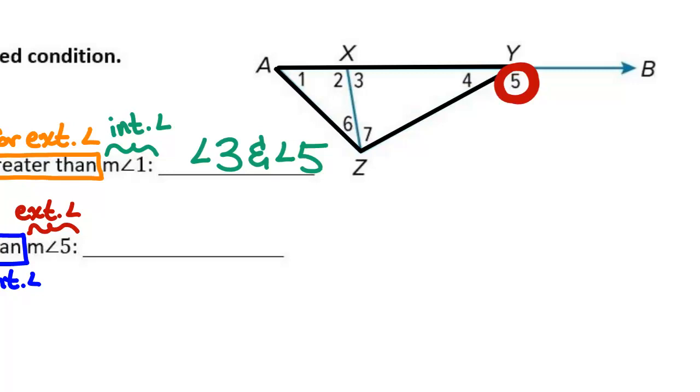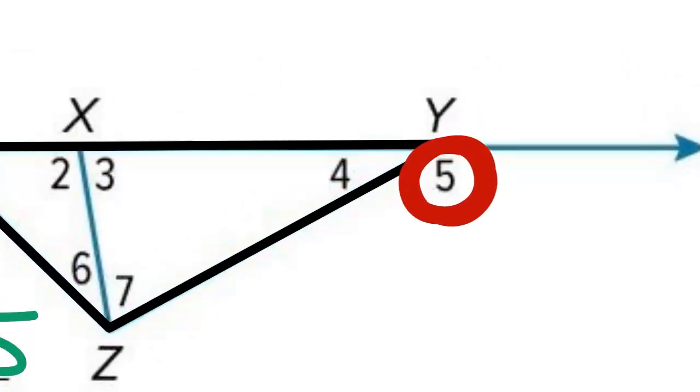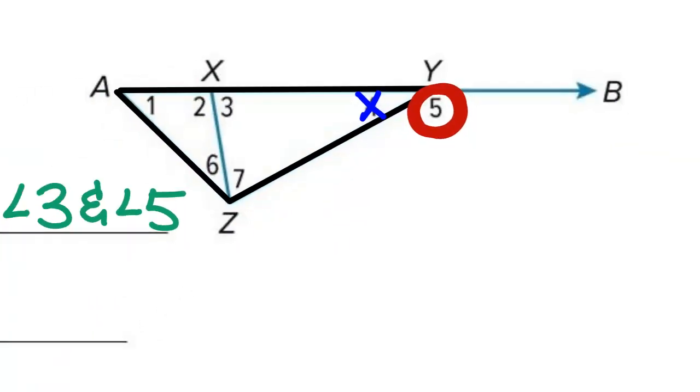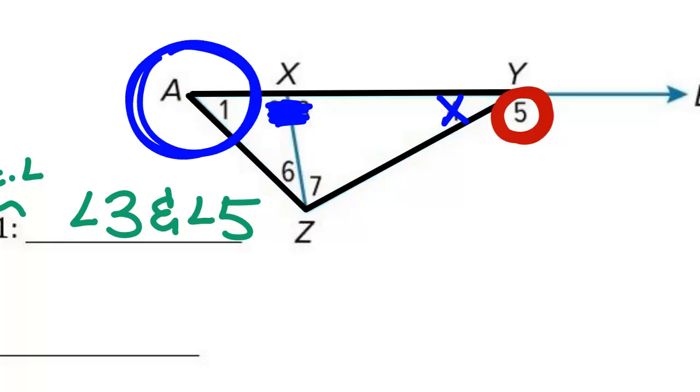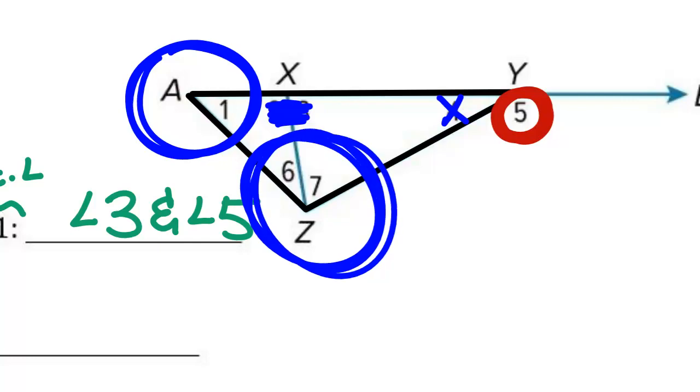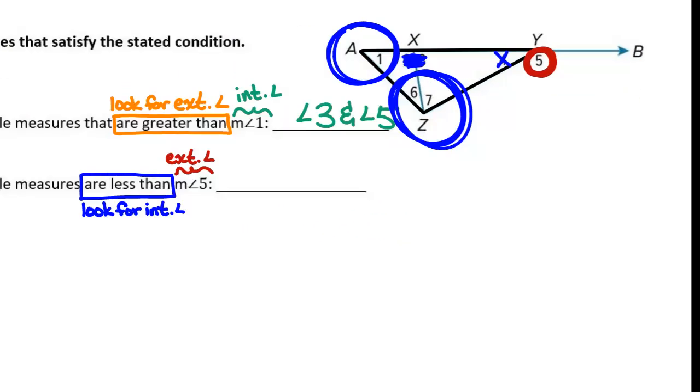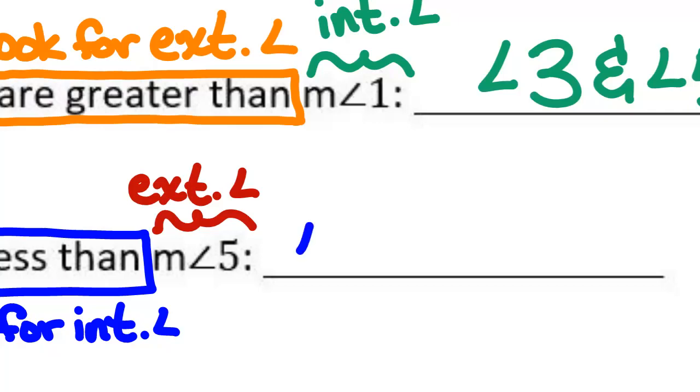To find angles that are smaller than that, I need remote interior angles. To be a remote interior angle, I can't use the angle that's right next to it. We don't want linear pairs, so I can't go with this one right next to it. And I have to be looking at the corners, the vertices of that big triangle. So I'm also not looking at these because X is not a corner of that big triangle. So I'm looking here, and I'm looking here. So one of the angles that's smaller than angle 5 would be angle 1.